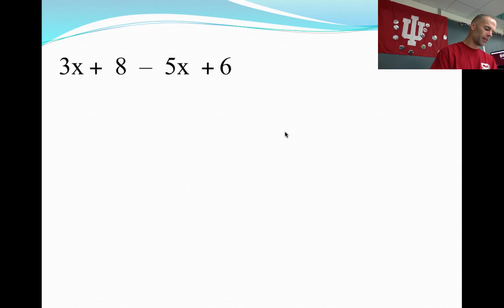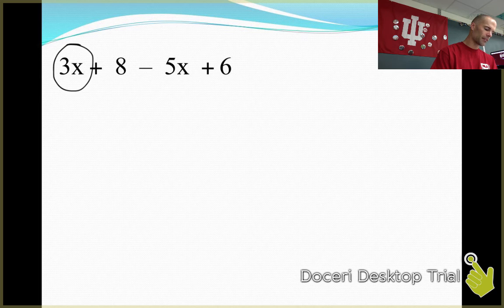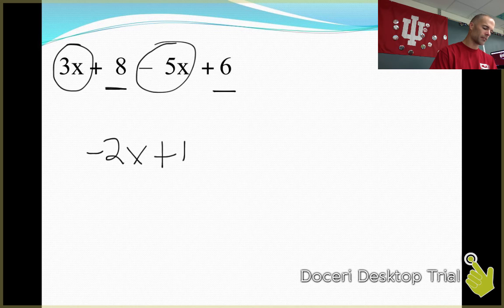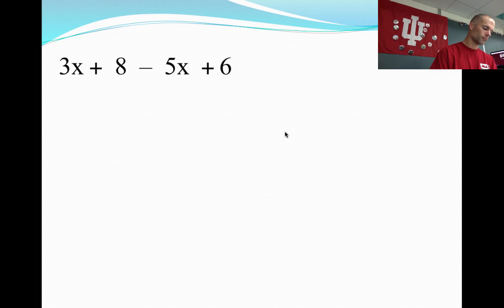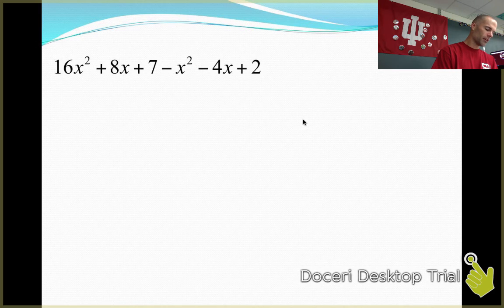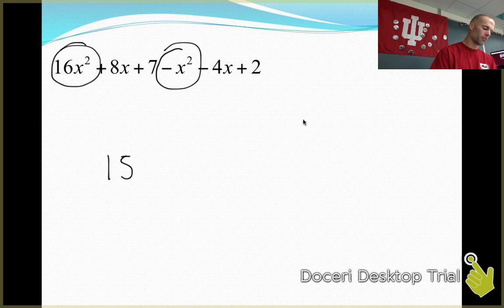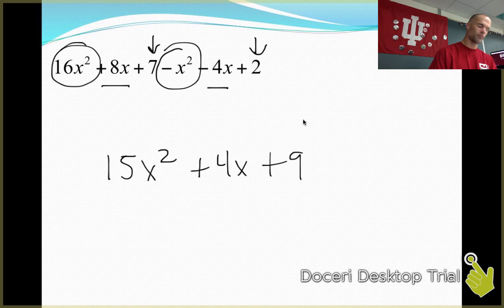Okay, so we're going to combine our like terms. So we have a 3x and a negative 5x, which would give you negative 2x, and then a positive 8 and a positive 6 is going to give you positive 14. Alright, we've got a 16x squared minus 1x squared, which would give you 15x squared. 8x minus 4x would give you a positive 4x, and then a constant of 7 and a constant of 2 would give you the positive 9.